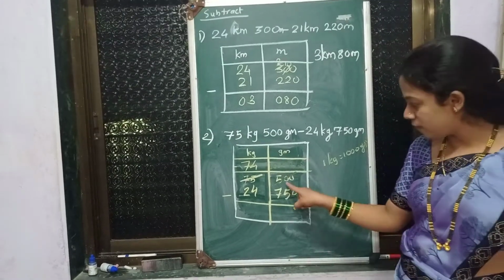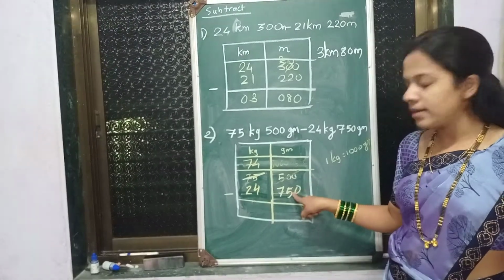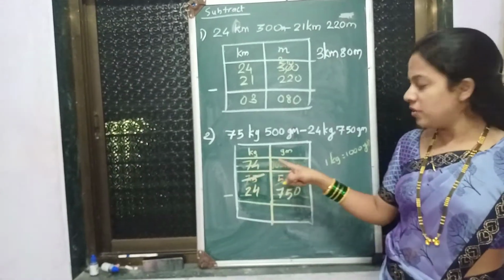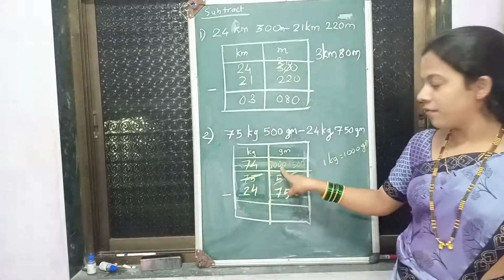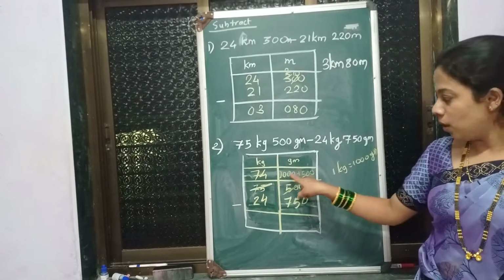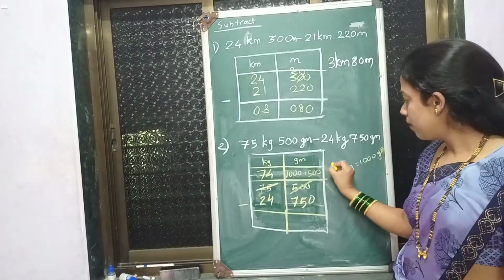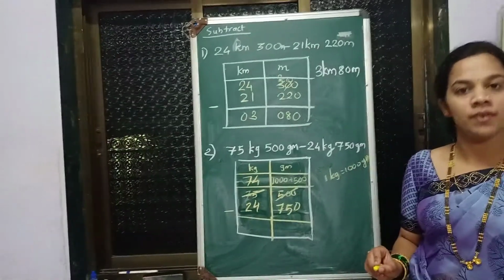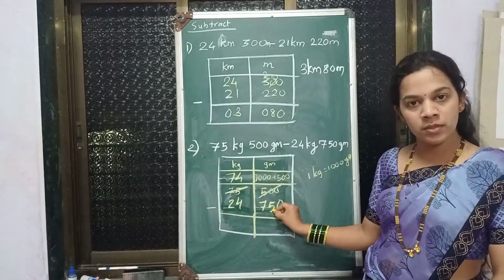This 500 I am going to add over here. Why I will add? Because 500 minus 750 was not possible. So we have borrowed 1 kg from here, which we have added over here. So that 1 kg got converted over here into 1000. And this 500 got added over here. Now 1000 plus 500 is how much? It is 1500. Yes or no? So 1500 minus 750 is possible for you?